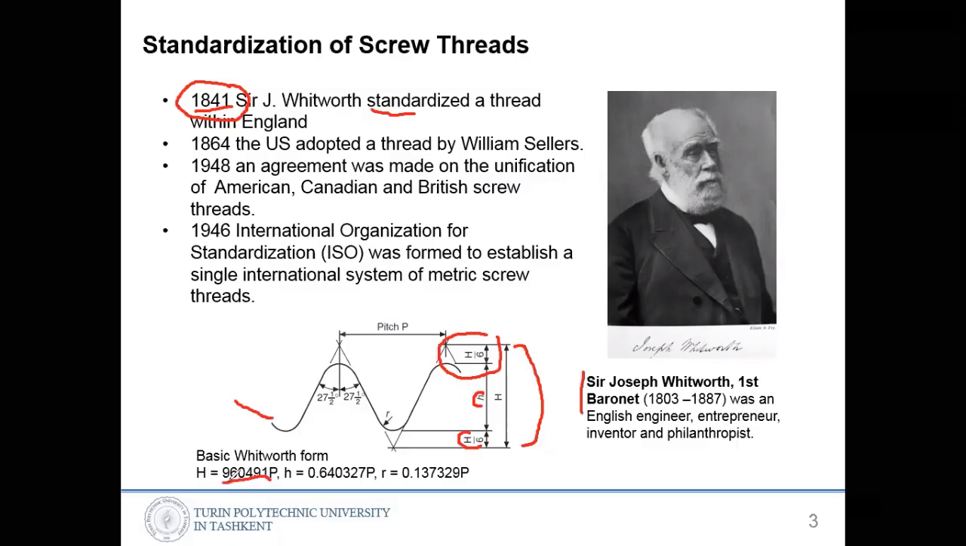So the Whitworth made a kind of coefficient. For example, by the pitch they get the height. If the pitch is bigger, they get a bigger height. Then by this height, they get other parameters, like from this P also. Again, if you put the P here, you get the small height, and the radius also. So they got a kind of standard.